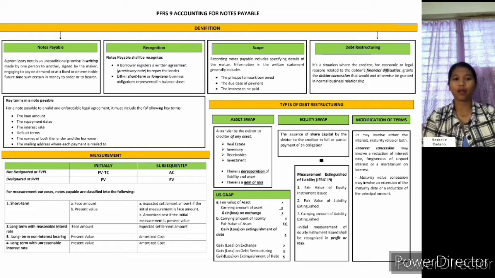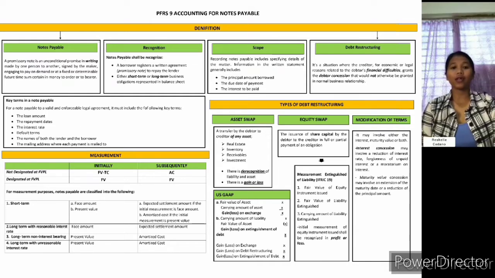A notes payable is a promissory note, an unconditional promise in writing made by one person to another, signed by the maker, engaging to pay on demand or at a fixed or determinable future time a certain sum in money to order or to bearer. So, this means that notes payable are crucial financial instruments that business owners may utilize to develop their organization, as well as an investment alternative.